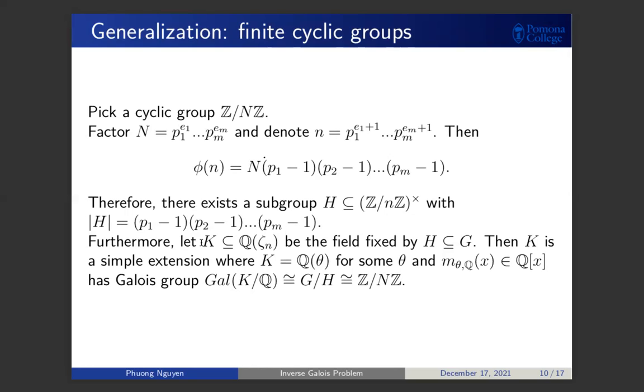Then let K, which is a subfield of Q adjoin zeta n, be the field fixed by H, which is a subgroup of G. Then K is a simple extension where K is Q adjoin theta for some theta. And the minimal polynomial of theta over Q has Galois group that is isomorphic to Z mod NZ. So that is the way that we realize a finite cyclic group.